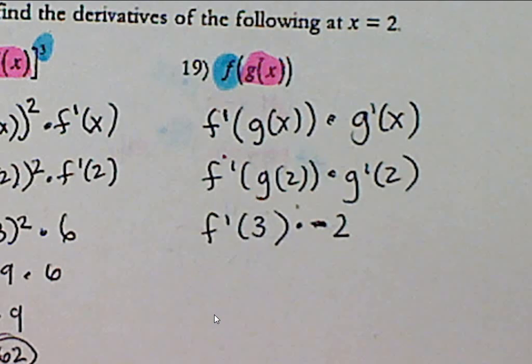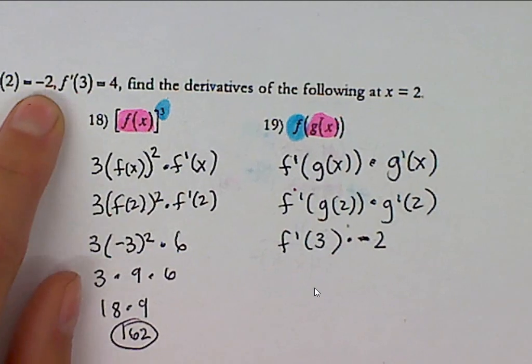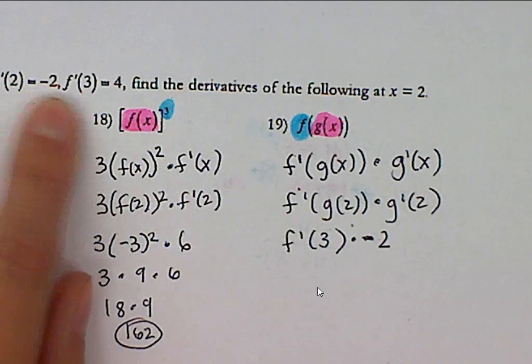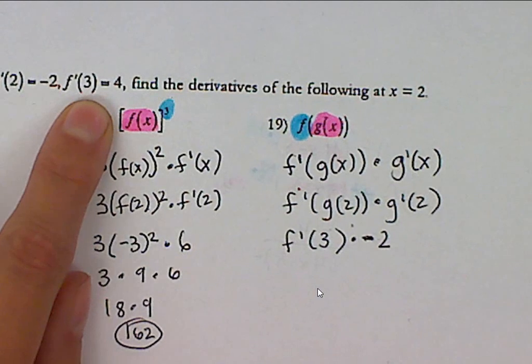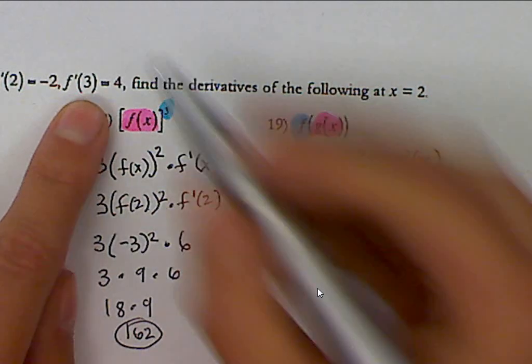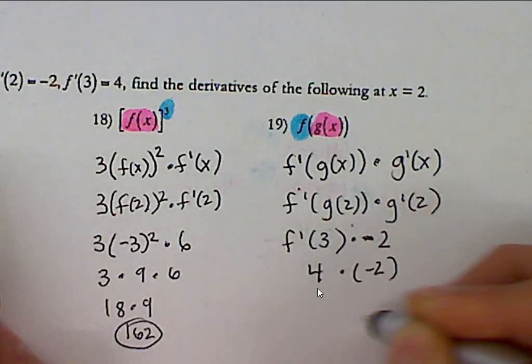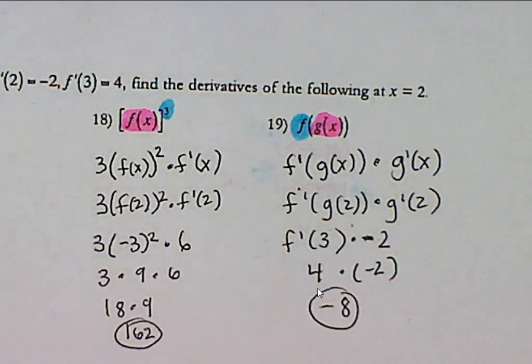Remember I'm just getting these values from over here. G prime of 2 is negative 2. So lucky enough, they also told me f prime of 3. It's not lucky, they did that on purpose. They knew we would use f prime of 3. So f prime of 3 is 4, and then times negative 2 is negative 8. So that's how you'll do ones like that.